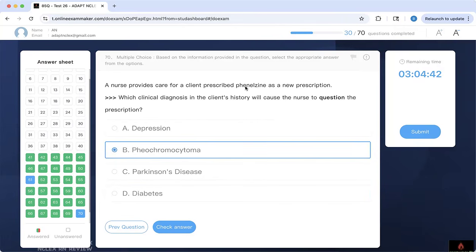Pheochromocytoma. Why? Phenelzine is what? MAOI. And therefore, MAOI, anything that causes your blood pressure to be high. Diabetes, Parkinson's, and depression, no blood pressure issue. Pheochromocytoma, your pressure is high. If you take phenelzine, it's going to blow you up and you get a stroke.